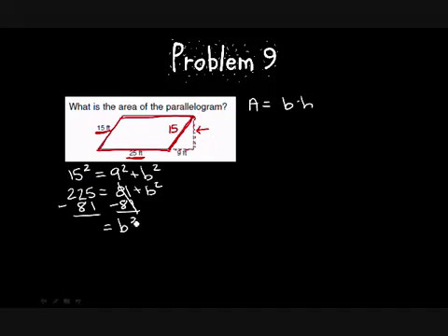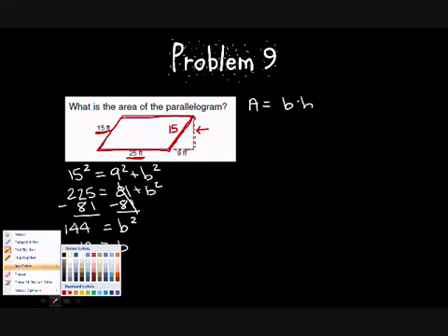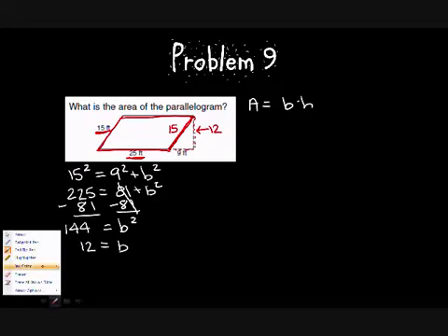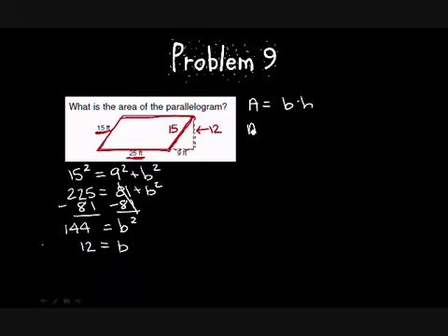On the right side, we're left with b squared. On the left side, we have 144. And so once we take the square root, we get b equals 12. So that means that this right here is 12. And so now we are ready to plug things in. We have area equals the base, which we said is 25, and the height, which is 12, and when you multiply those, you get 300, and that's your answer.